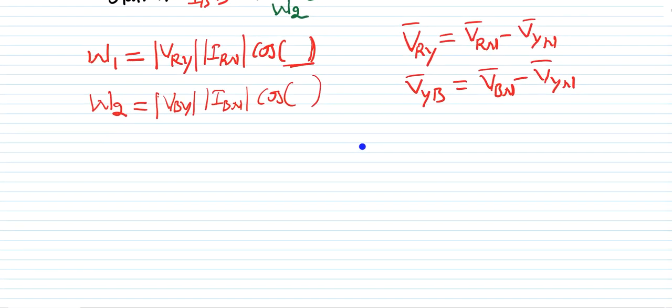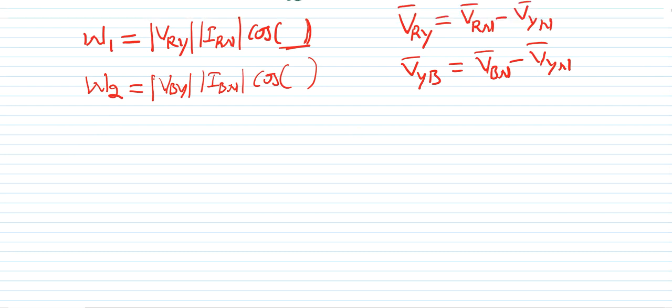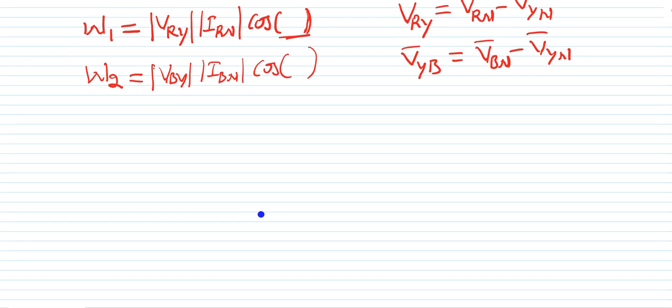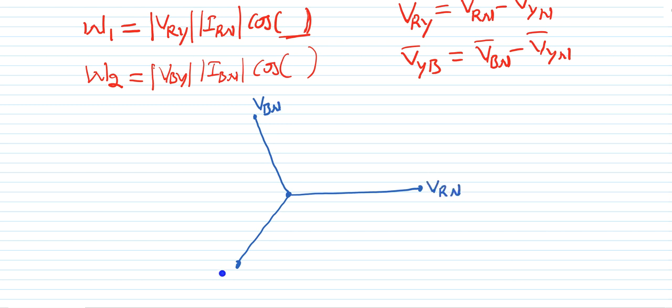After getting these values, I will draw the phasor diagram. Whatever phasor diagram we drew for the star connection system, the same phasor diagram we have to draw here. Let us consider the phase voltages. These three are balanced, displaced by 120 degrees each: VRN, VYN and VBN. These are the phase voltages I am showing here.